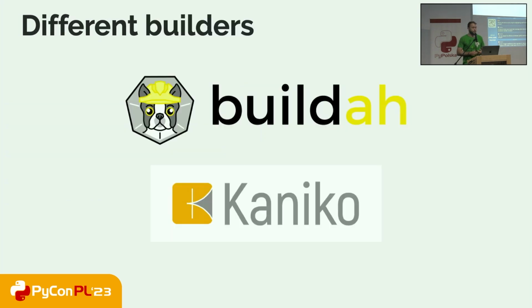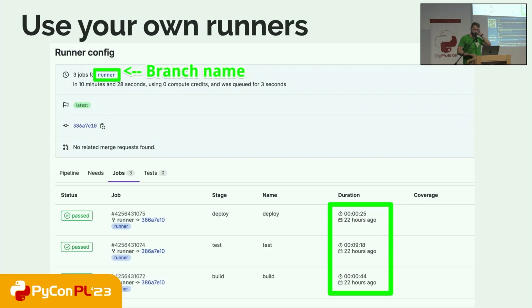If Docker is slow to build your images, consider using one of the other builders. There is Buildah, there is Kaniko, and they run with very similar commands as Docker, and they might be faster. They also have different features. And you can also use your own runners, and this is a very vast topic that could take a separate talk to dive into details.